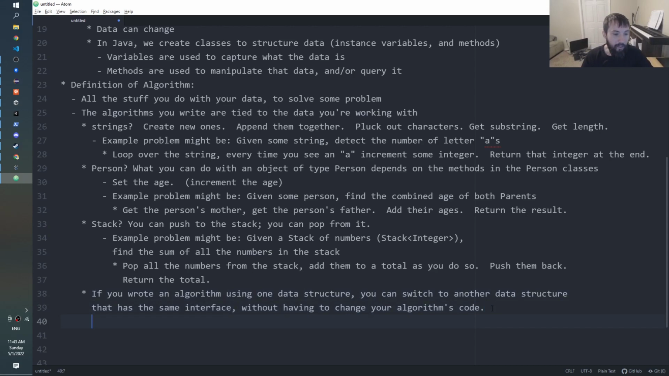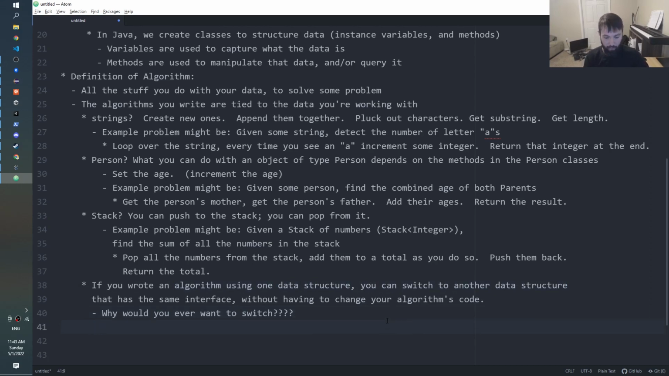But what's the big question here that I think you have, and I remember having when I learned about this stuff back in college? Why would you ever want to switch? I'm saying if you wrote using one data structure, you could switch to another data structure, but why? Why would you care? Why would one data structure be better than another? This is a kind of deep question, and I'll give an example today to try to give you an idea of it.